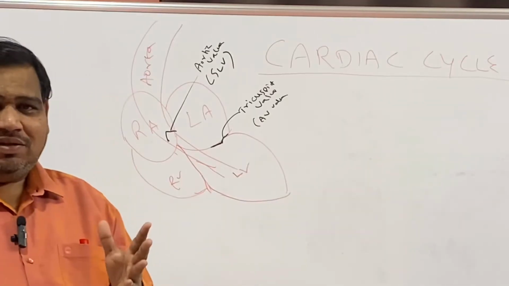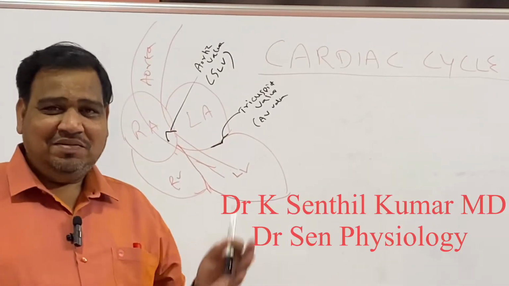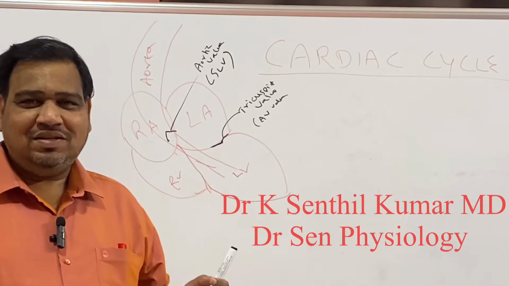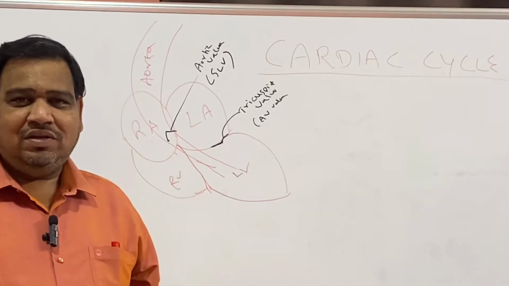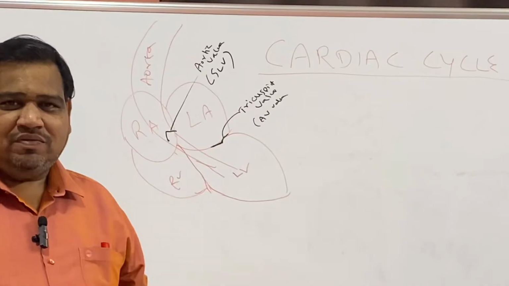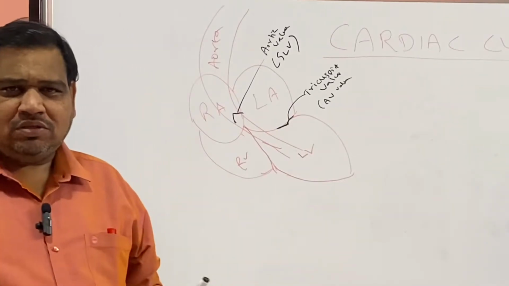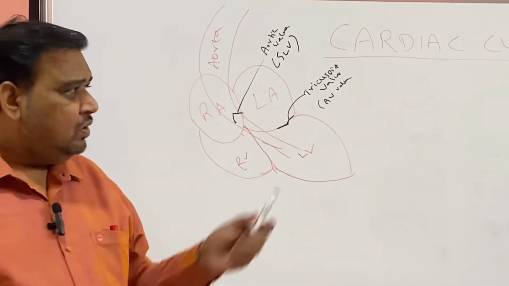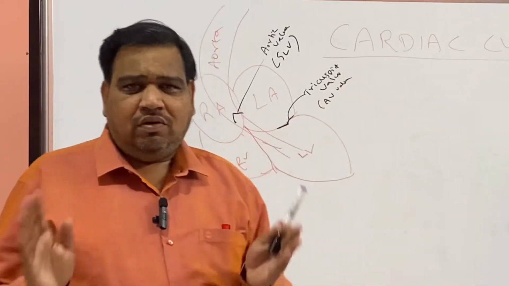Many people think of the cardiac cycle as that graph which contains volume changes and pressure changes, and many get confused with it, but it's actually very simple. When you understand the concept, it becomes very easy. I will try to make it as simple as possible, concept oriented. So first let us go to the definition of cardiac cycle.